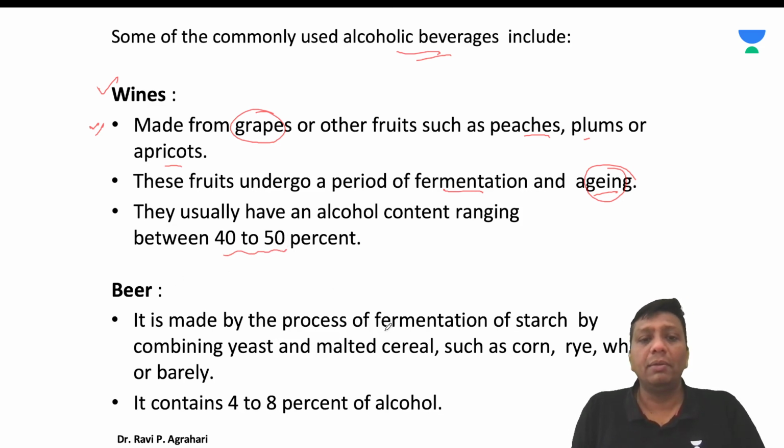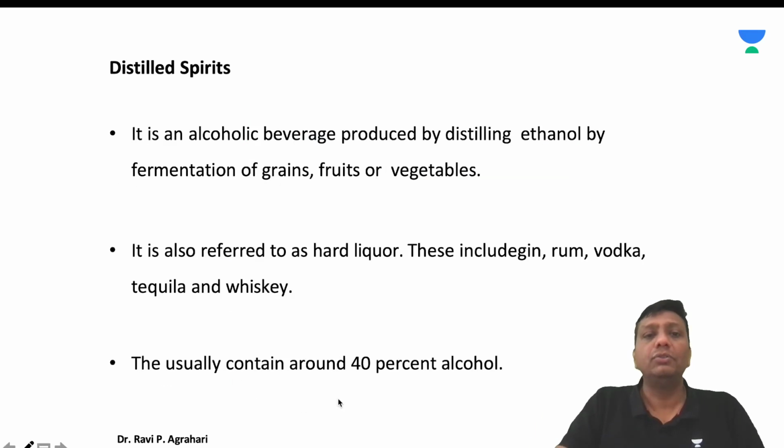Beer is made by the process of fermentation of starchy material, by combining the yeast and malted grains like corn, rye, wheat and seeds. And in the case of beer, guys, the alcohol percentage is lower, 4 to 8%.